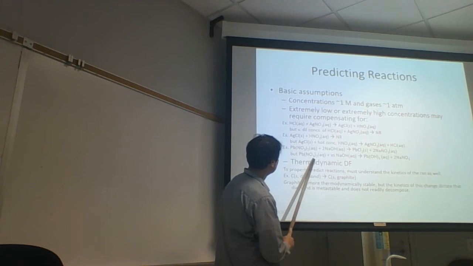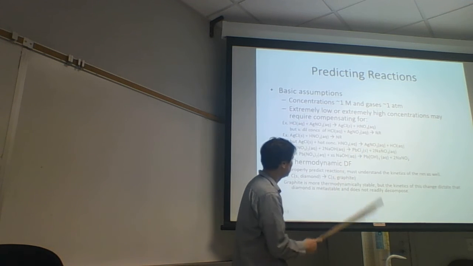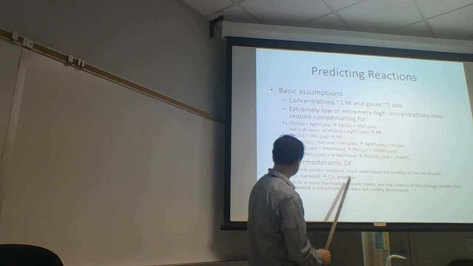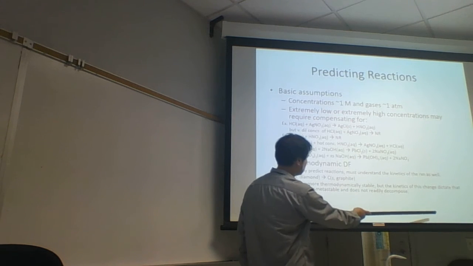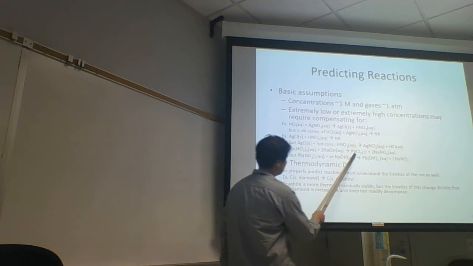I made a typo here. This is not supposed to be PbCl2. This is supposed to be Pb(OH)2. What is this one? It's like 14. This is a typo here.